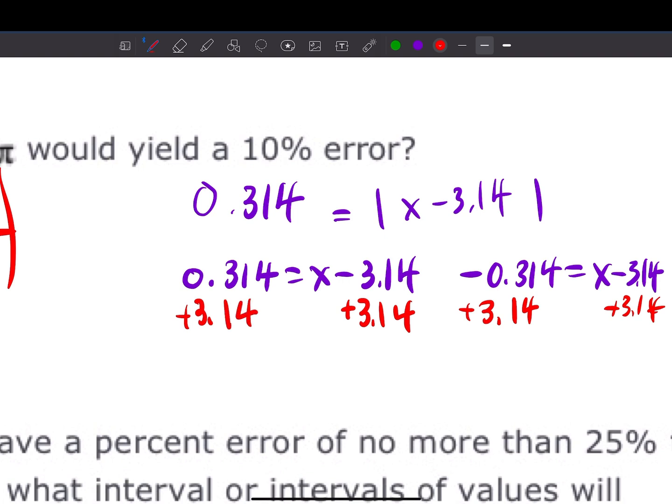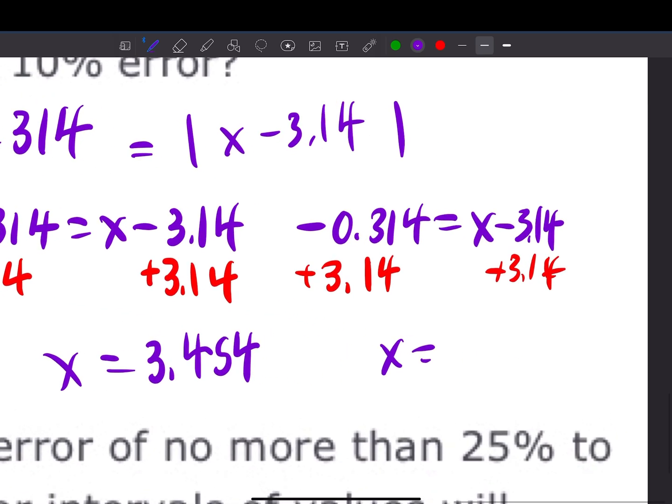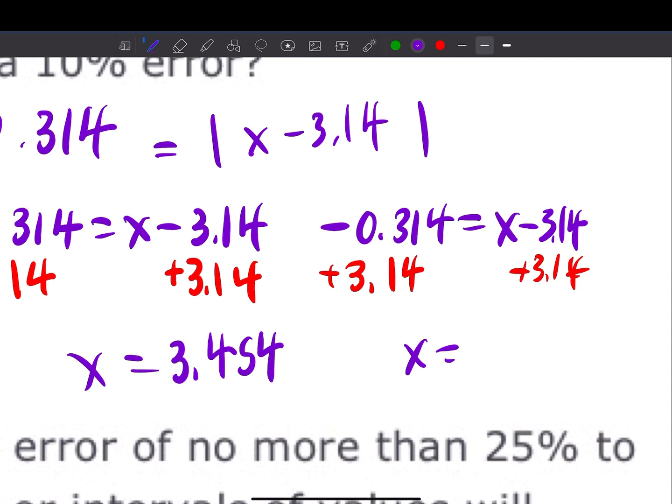And we see that the kids, to get 10% error, I'll just write it like this, x equals. What values of pi could our students get so that they are exactly 10% error off? Well, 0.314 plus 3.14 is 3.454. That's way bigger than pi, but it's pretty close. 10% off. That's not too bad.